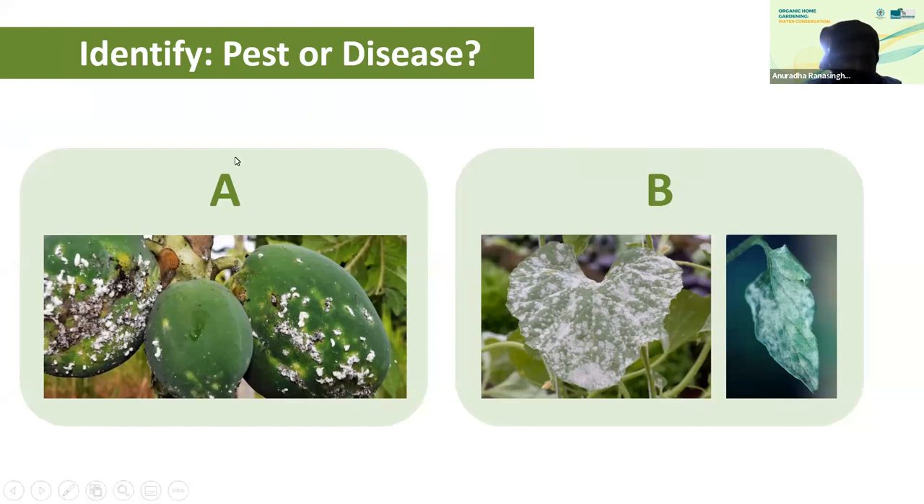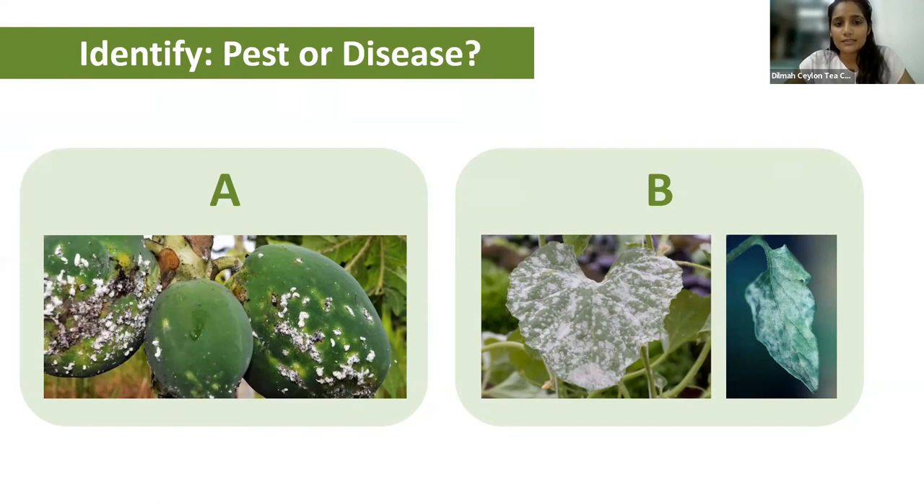So first of all, we have a first poll question coming up. Over to you, Hansini. So the first poll question of the day is to identify whether A is a pest or a disease and whether B is a pest or a disease. I'm sure you can see the poll questions on your screen.